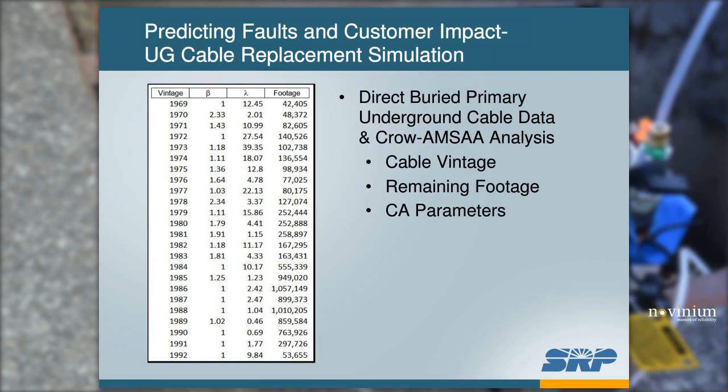The last piece of data is, again, all that Crow-AMSAA information that we previously discussed. You can see here we have our vintages of installation. We have our parameters, lambda and beta, that describe the faulting behavior. And then we have the last column, which is the footage, the actual in-ground footage.